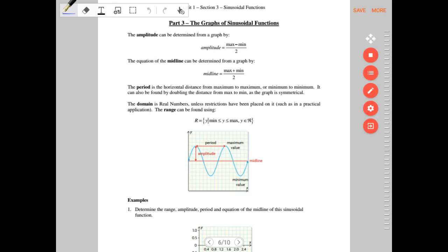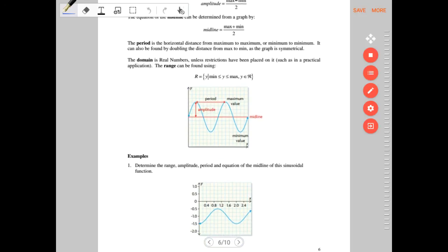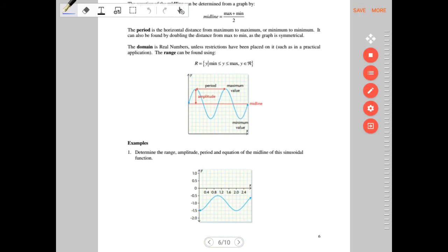Remember, the period is the horizontal distance from max to max or min to min. It can also be found by doubling the distance from max to min, as the graph is symmetrical. The domain will always be the set of real numbers unless some restrictions have been placed on it. For example, if we're dealing with an actual practical application where we can't have a negative time.